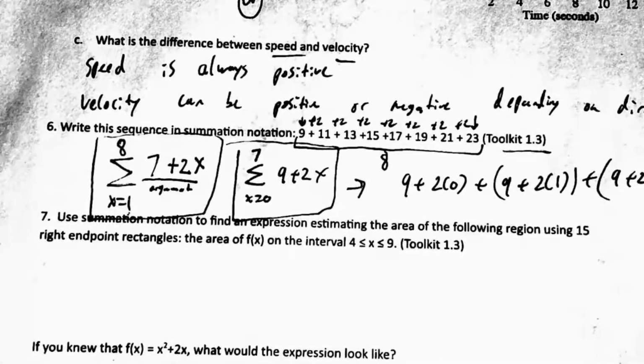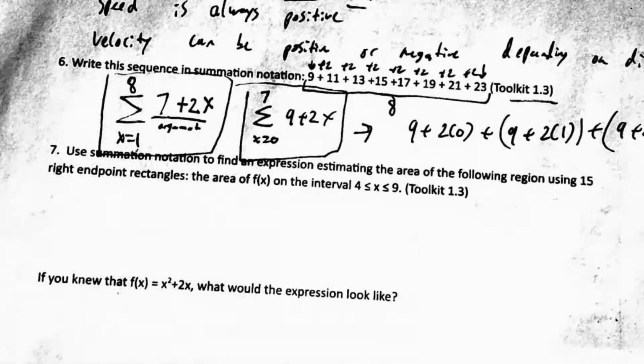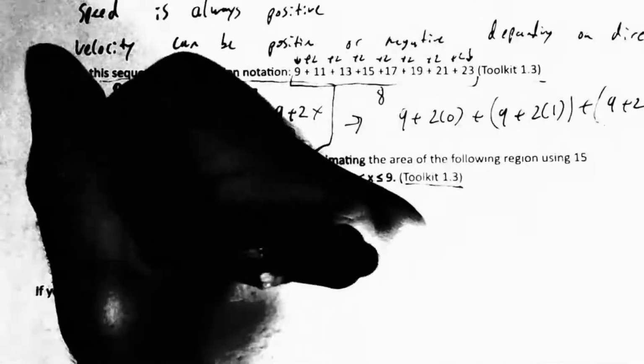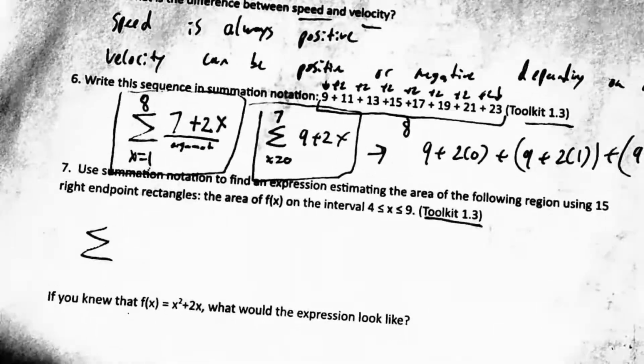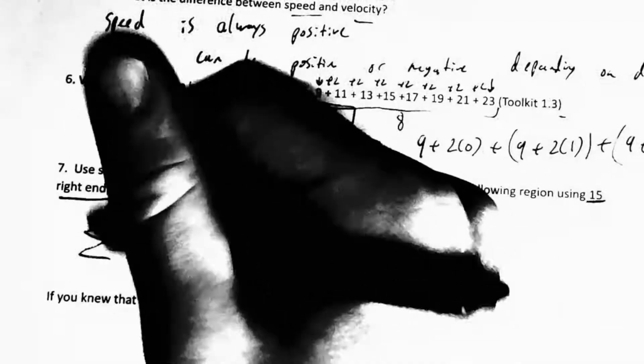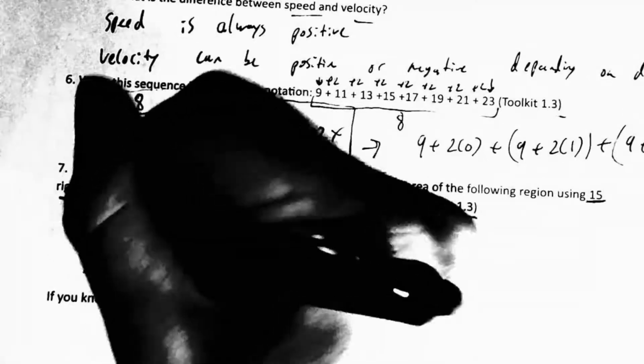7. Use summation notation to find an expression estimating the area of the following region using 15 right endpoint triangles. The area of f of x on the interval 4 to 9. So again, using your toolkit 1.3, this will help you a lot. Again, summation notation, you can start by drawing your sigma. That's a good place to start. And we know we have 15 right endpoint triangles. So that means I'm going to need 15 numbers here. So I'm going to go from 1 to 15.